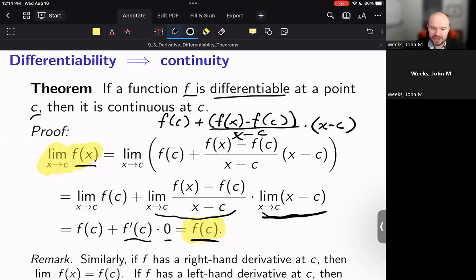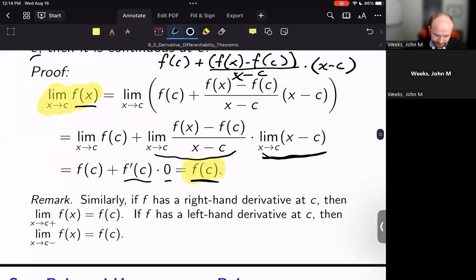Well, that's exactly the definition of something being continuous. Similarly, we could look at if you have a right-hand or left-hand derivative at a particular point, because you're only differentiable on a closed interval, and you're looking at just the endpoints here, then you can get that the limits of these functions coming from the right or the left, respectively, end up looking like you want them to as well.